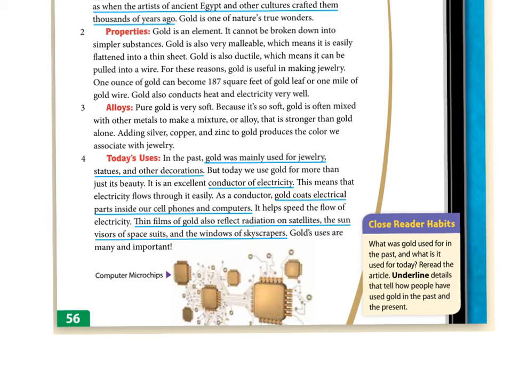And then you can see a text feature that says computer microchips, and it gives you an image of what those look like. Good job on filling in my blank. It was the word radiation. And I want you to know that I have underlined in the text in blue details that tell us how people have used gold in the past and the present. These are things that tell us those how connections, or those reasons why something happens in scientific text.